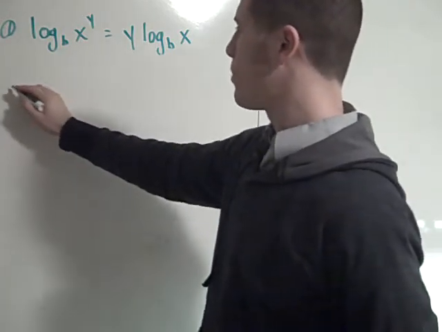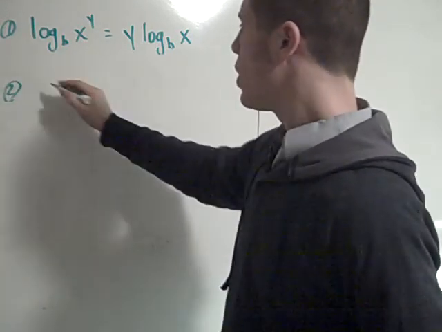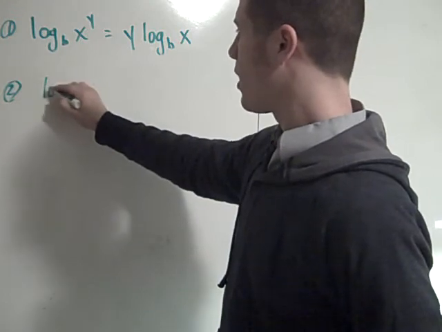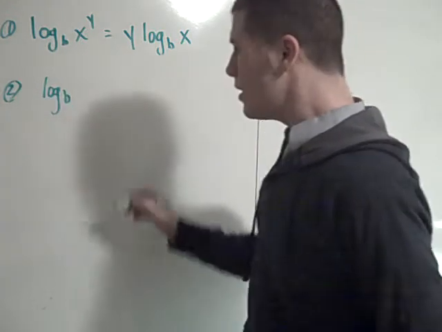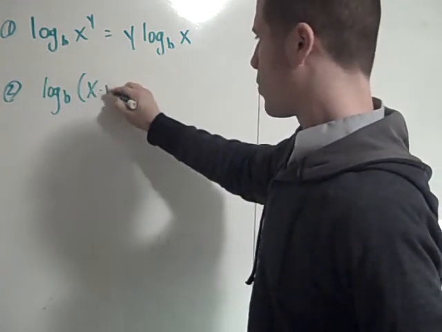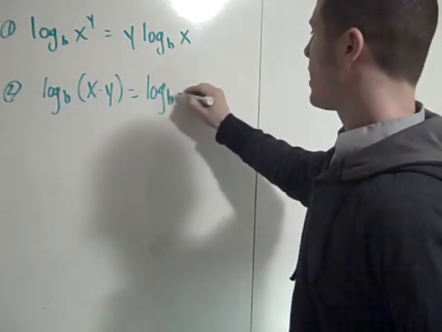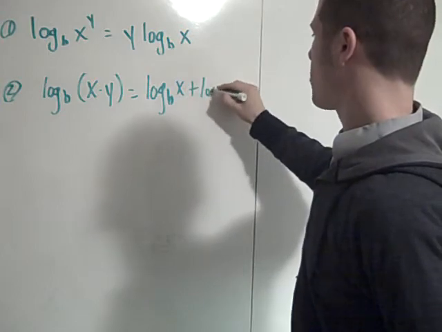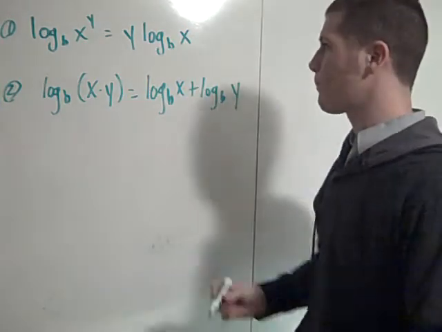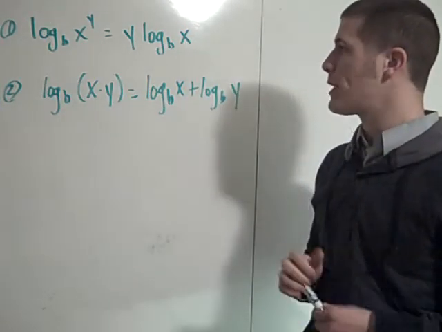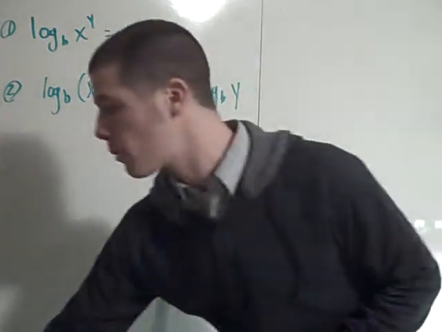And the second one is the product property, property 2, which says that the log base b of x times y equals the log base b of x plus the log base b of y. Okay, so we'll start with this first property, the exponent property.